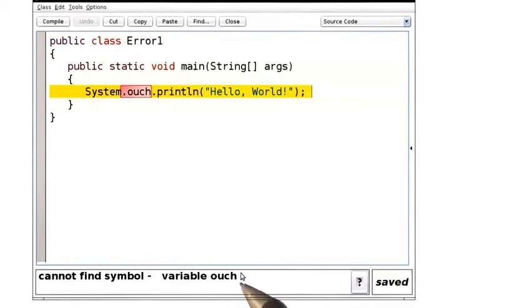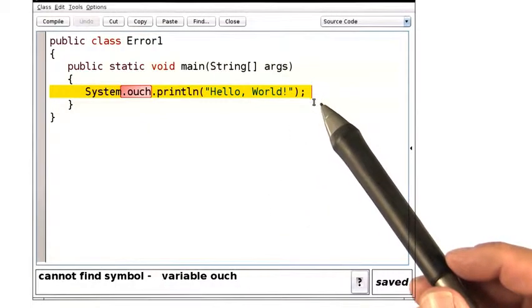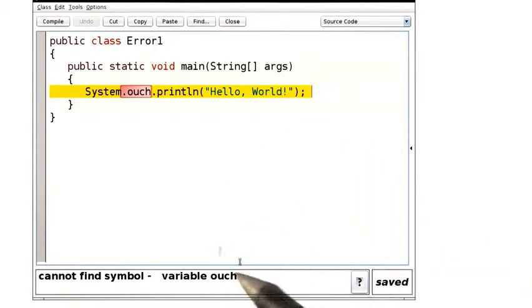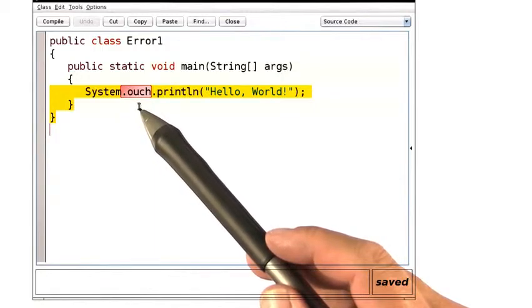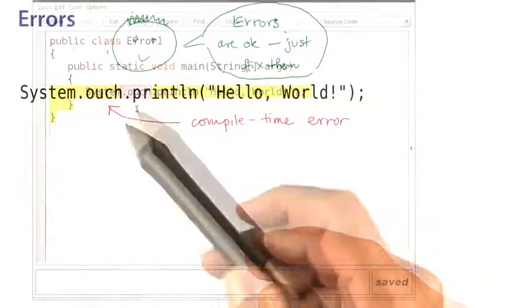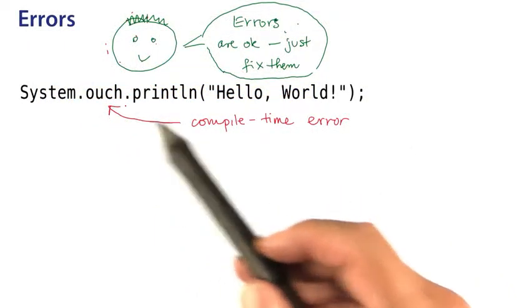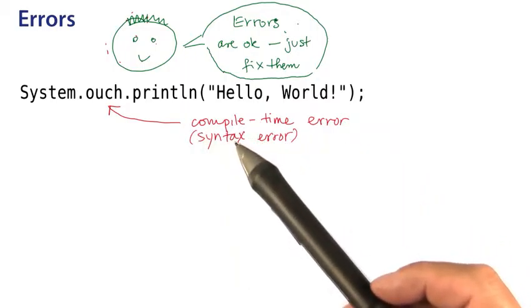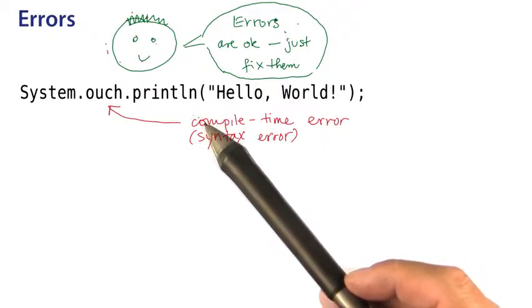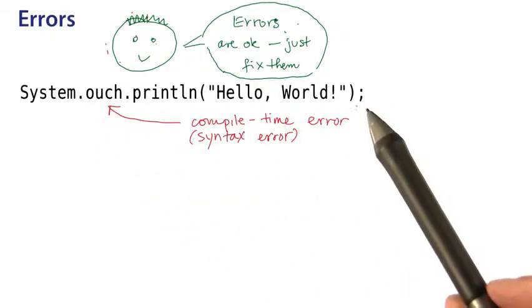And the compiler, the program that translates Java into lower level code, complains and says it has no idea what the variable ouch is. The compiler knows system.out, it doesn't know system.ouch. Such an error is called a compile time error because it's found when you compile. Some people call it a syntax error because there's something wrong with the syntax of the statement here.